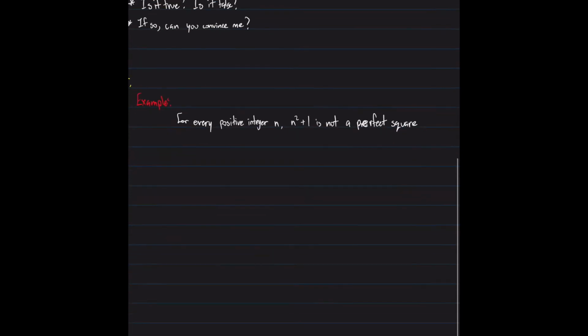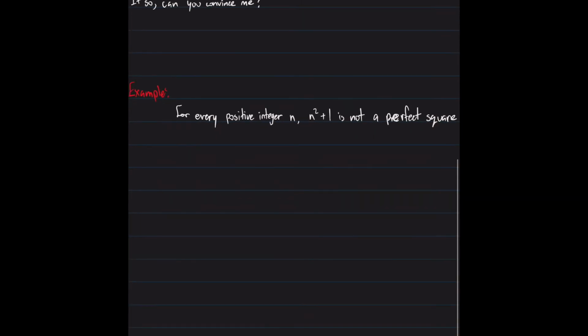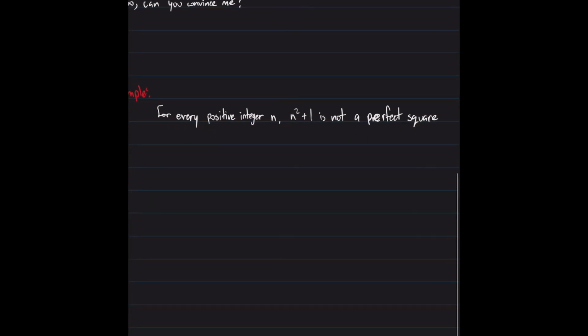So this is an example of a mathematical statement. For every positive integer n, n squared plus 1 is not a perfect square, right? What they're trying to say here is that they gave you a restriction on this variable. We know that n is some variable, a positive integer, such that n squared plus 1 is not a perfect square.